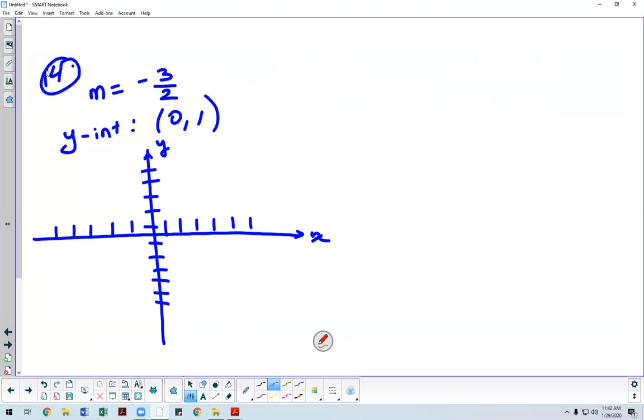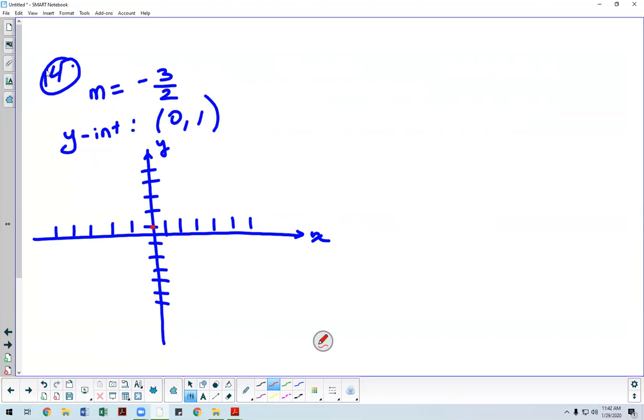And this is going to be a little off because I don't know why it's not working with my alignment again. So starting with 0, 1. Now, where would you go with that slope of negative 3/2? You're going to go back 3 and then up 2. Is that what you're asking?